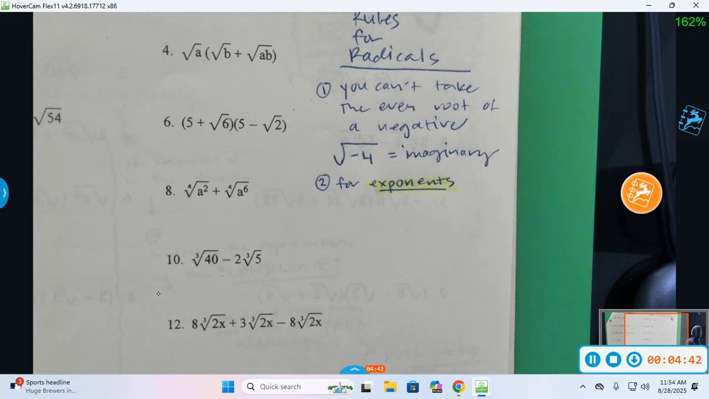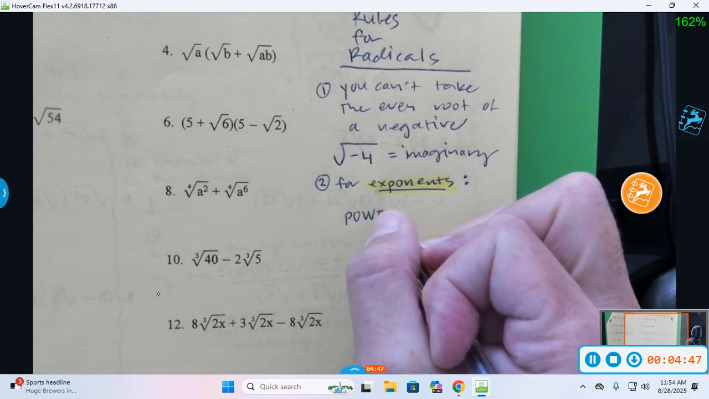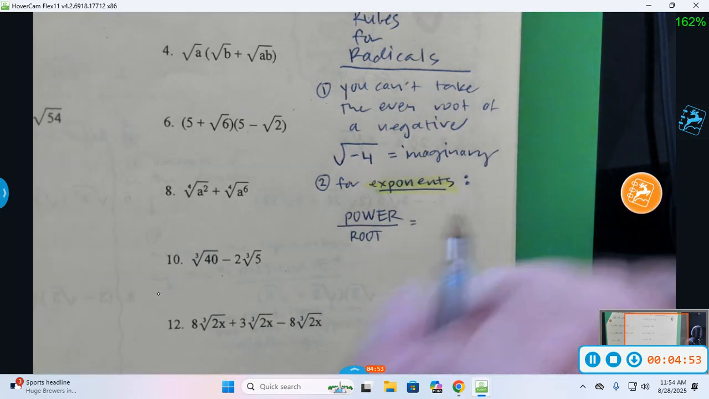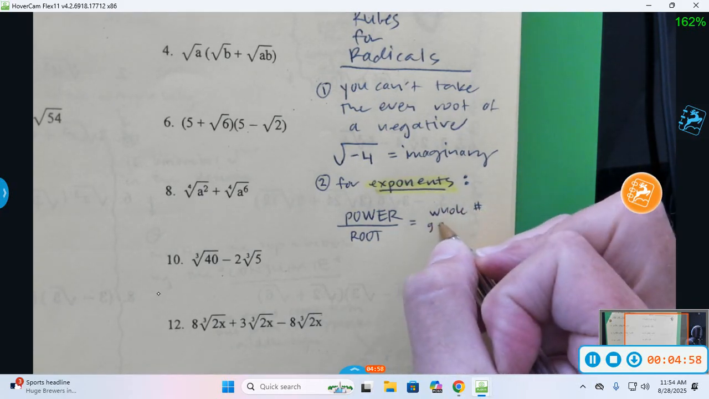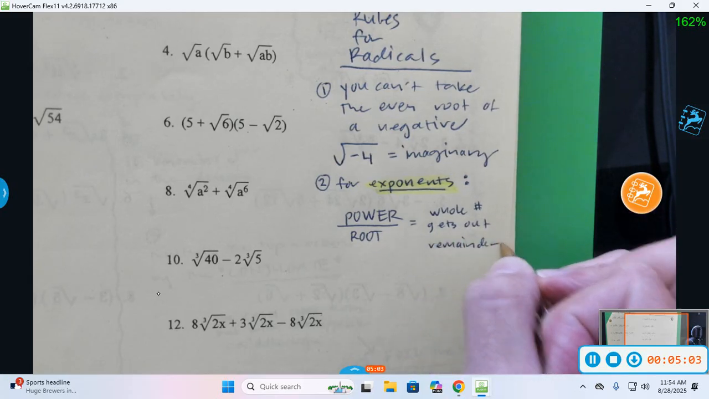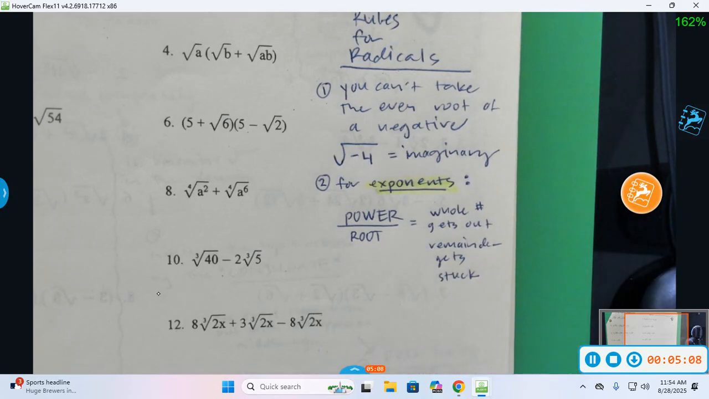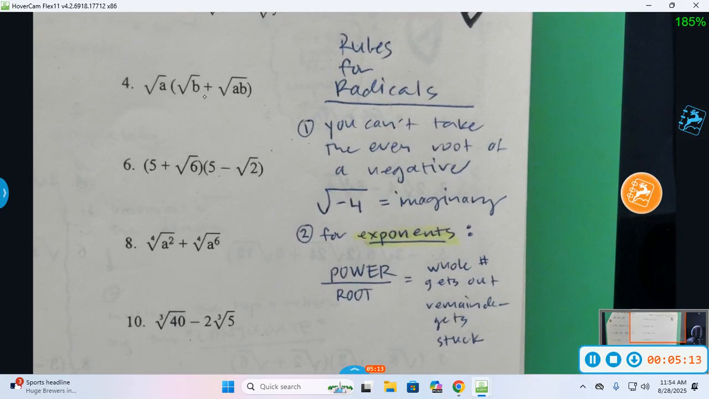But here's the rule. For exponents, you divide the power by the root. And then you got to write this down too. The whole number gets out, and the remainder gets stuck. Now, that's all of our notes for today. Let me zoom in on that. Everything else we're going to do right now is going to be just practice.